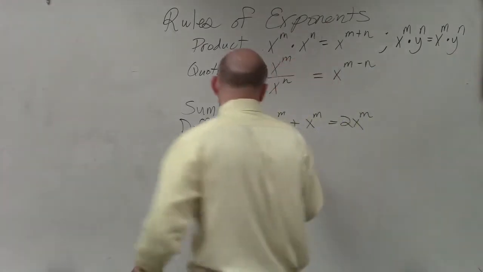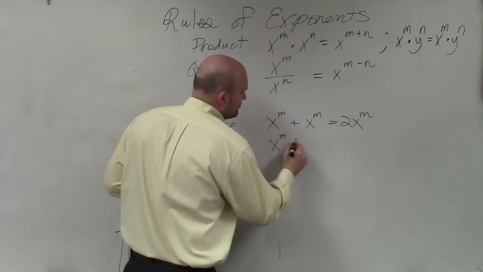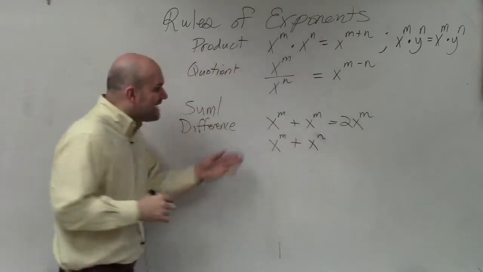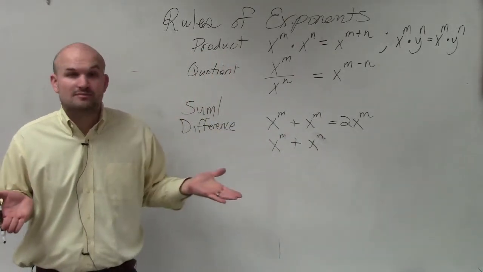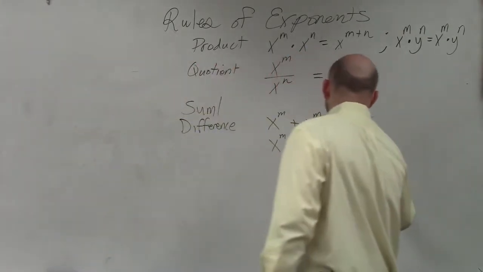That's very, very important, because what do students start to do? They say, oh, x squared plus x cubed. No, you guys cannot combine them if they have different powers. Those are what we call not like terms, right? You can't add x squared and x cubed. So that just remains the same.